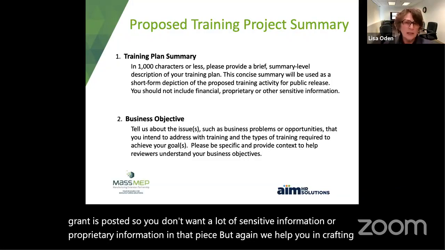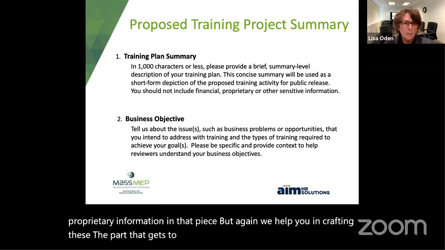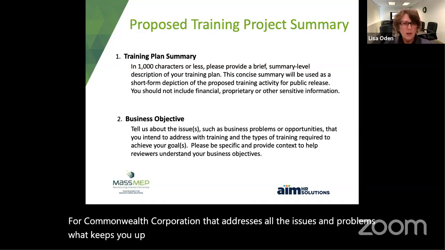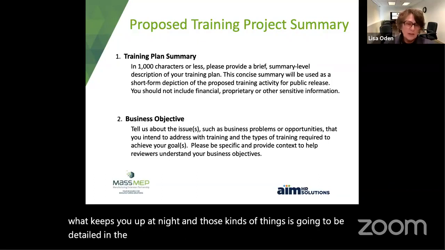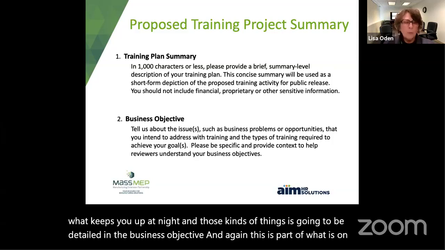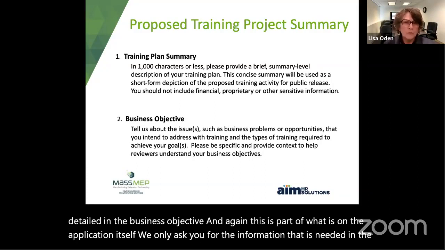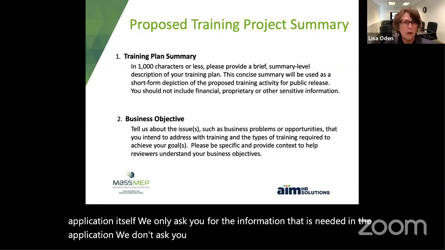The part that gets to the meat of the matter for Commonwealth Corporation, that addresses all the issues and problems, what keeps you up at night and those kinds of things, is going to be detailed in the business objective. And, you know, again, this is part of what is on the application itself. We only ask you for the information that is needed in the application. We don't ask you for things that are not on the application. Next slide, please.